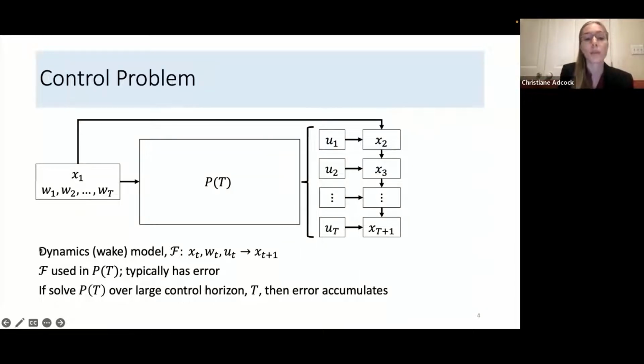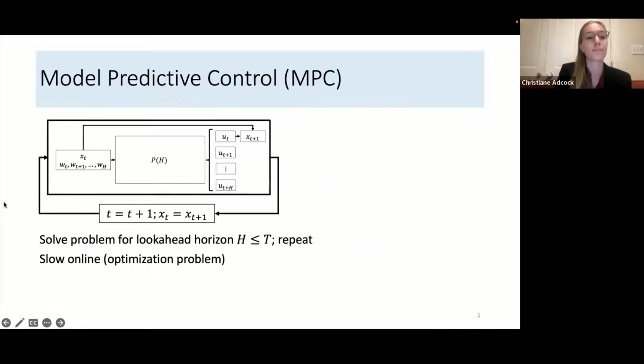This control problem relies on having a dynamics model, which here would be our wake model. And that dynamics model takes your state, exogenous data, and control action, and then gives you your next state. And one of the issues with this very general approach to the control problem is that your dynamics model typically has error. So if you solve your control problem using that dynamics over a very large control horizon, then as you repeatedly apply that model, you accumulate error, leading to issues in the control actions that your control problem outputs.